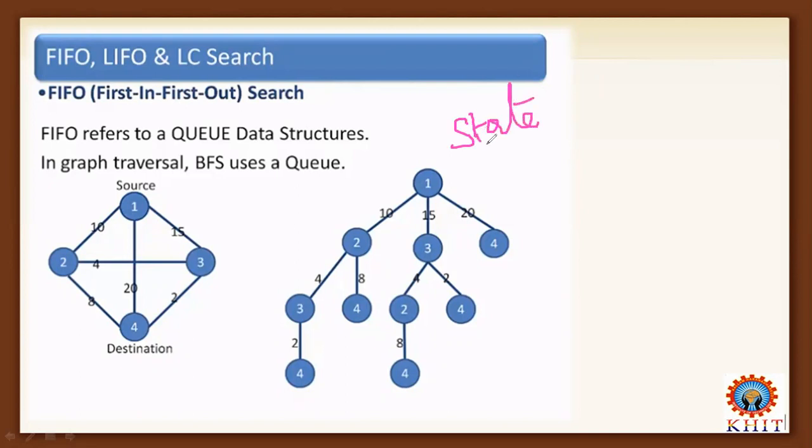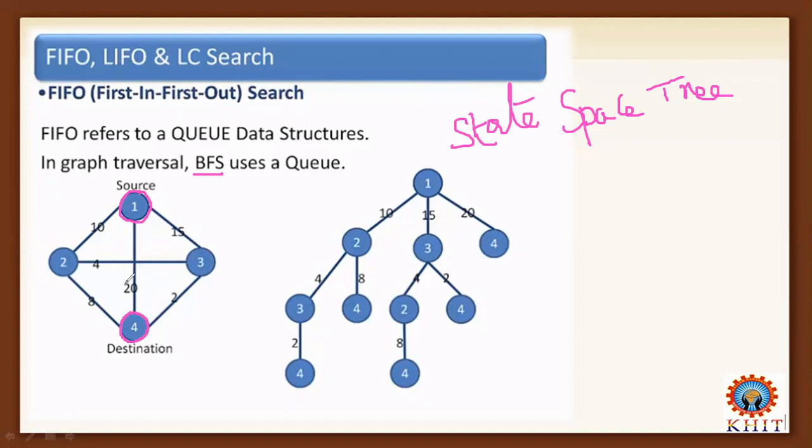I have generated a state space tree from the given graph by following the BFS approach. Here there is a source node: vertex 1 is the source, and there is a destination node: vertex 4 is the destination node.